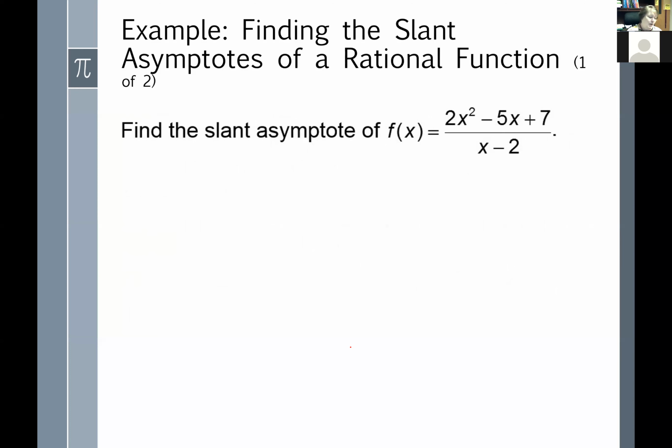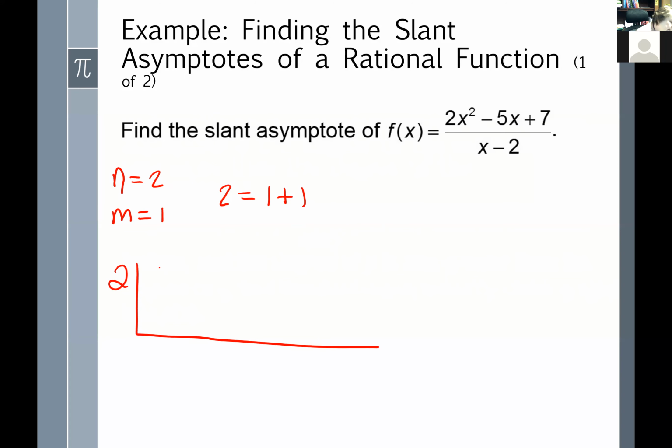It has a slant asymptote because the numerator's degree is 2. The denominator's degree is 1. 2 is 1 more than 1. So since the numerator degree is 1 more than the denominator degree, then we can use division to find the slant asymptote. So what I'm going to do, and I'm going to use synthetic division. I'm going to use a divisor of 2, and I'm going to divide that numerator. And I don't need the remainder. I only need the first couple of terms here.